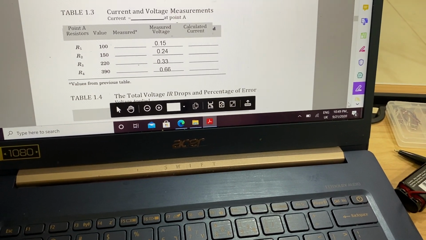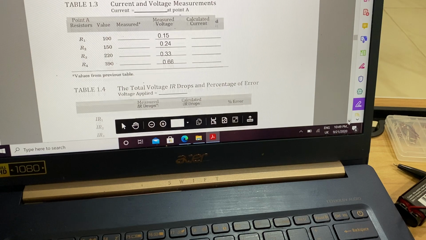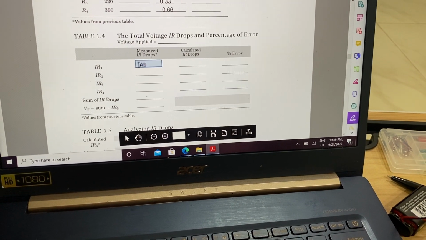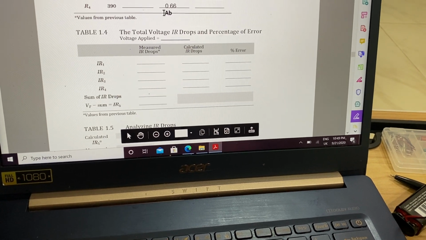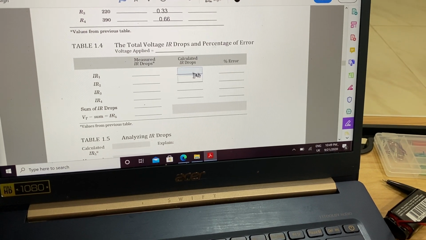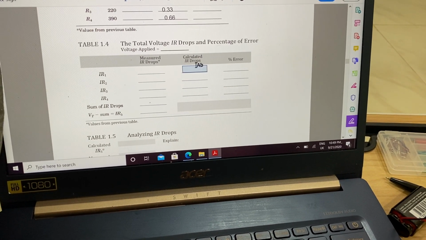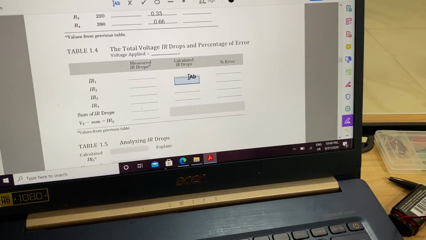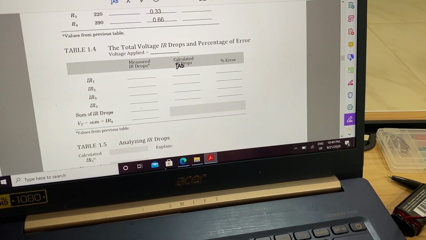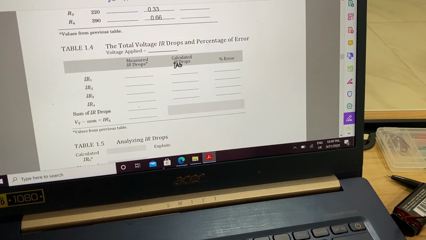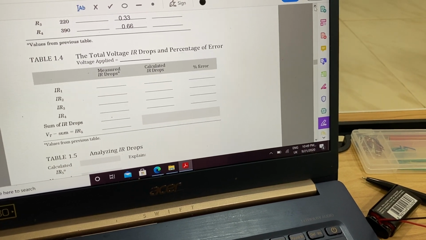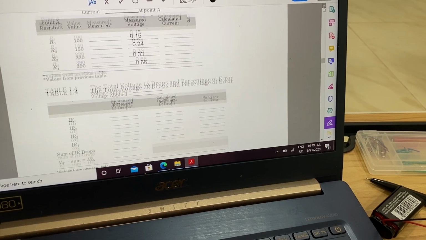Okay, let us now complete the second column. In the second column, I will write all the measured voltage drops from the last table, and I will calculate the voltages mathematically by multiplying the total current I already found in the table above, in the first table here.